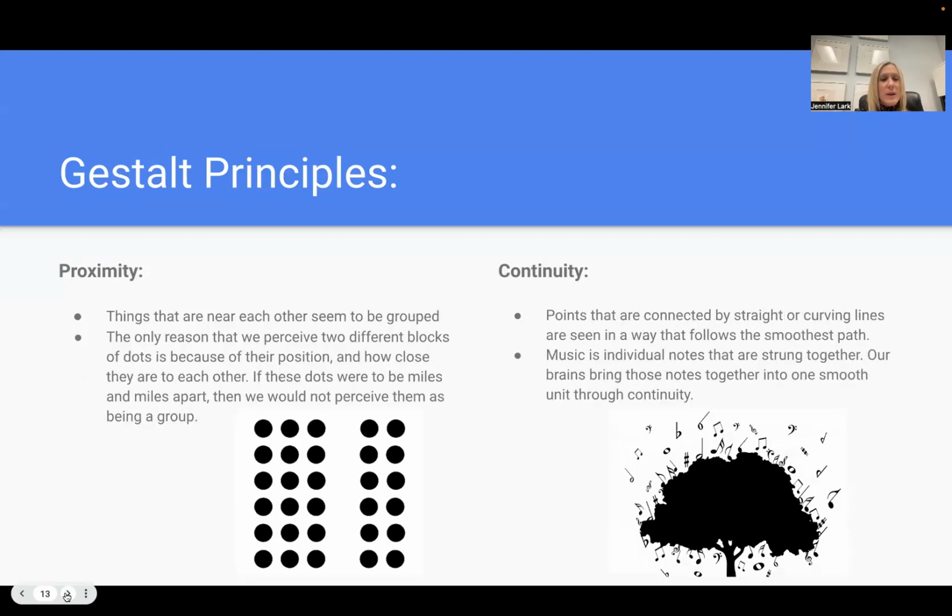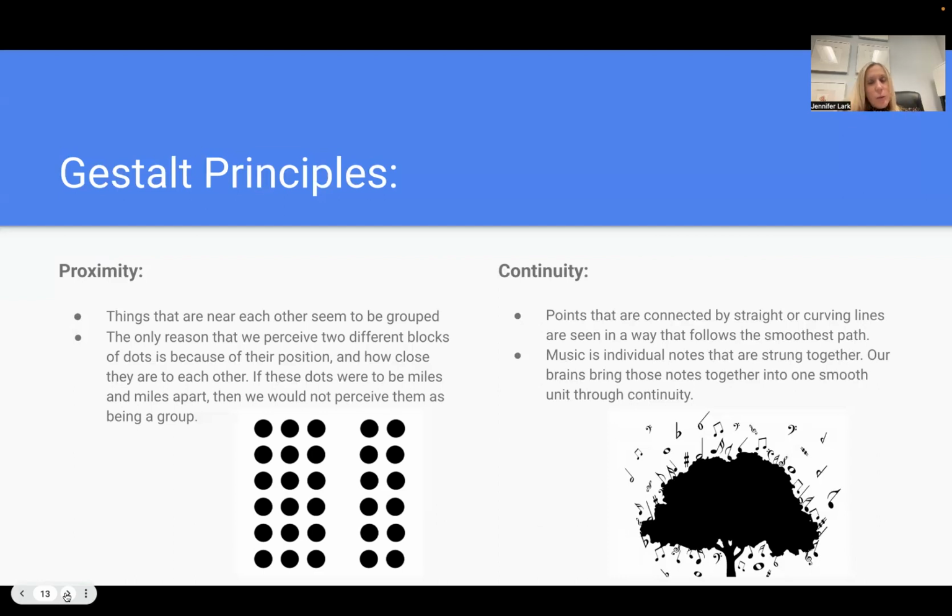Another example would be proximity. So proximity just means that things near each other seem to be grouped together in our brains. The only reason, if you're looking at the picture below, that we perceive two different blocks of dots is because of their position and how close they are to each other. Most of you would say you see a block of 3 columns and a block of 2 columns. But if those dots were miles and miles apart, you wouldn't perceive them as being two different groups, right? But if they were right next to each other, you would perceive them as being just one group. So our brain, based on physical proximity, will split things into different groups.